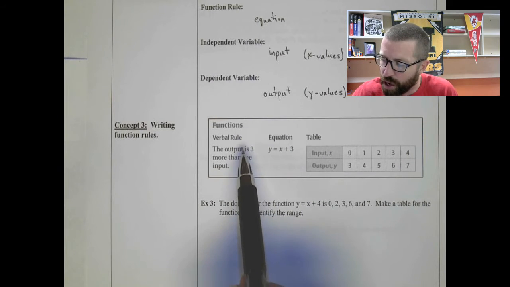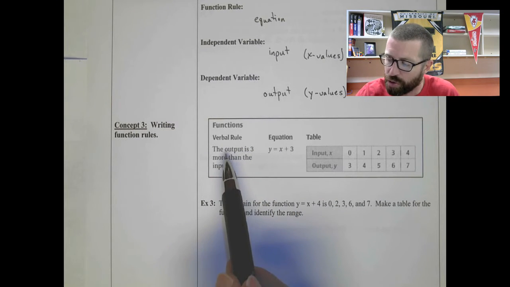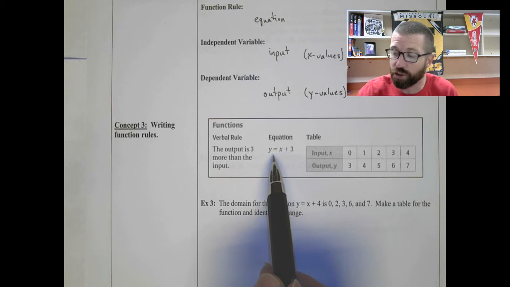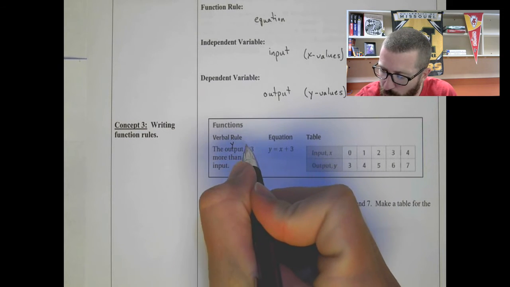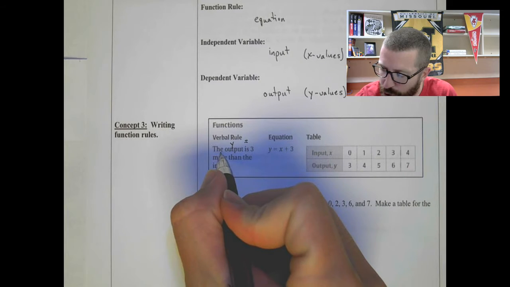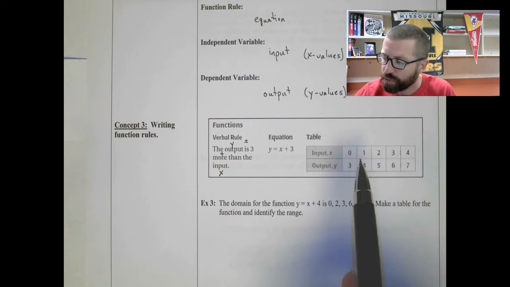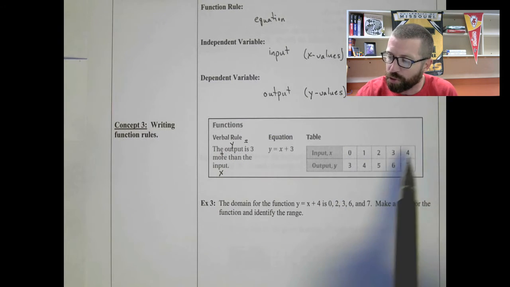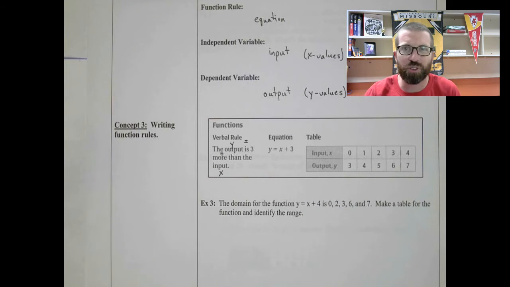The functions, the verbal rule. So there's kind of different ways we can represent functions. Verbal rule would just be saying like the output is 3 more than the input. And then to represent this as an equation, we can say y equals x plus 3. Notice this kind of pattern here. Output y means equal, 3 more than plus 3. The input is x. You could also represent this with a table. So here are just 5 inputs, 0 through 4, along with their respective outputs. And it's good to get used to seeing functions in different representations.